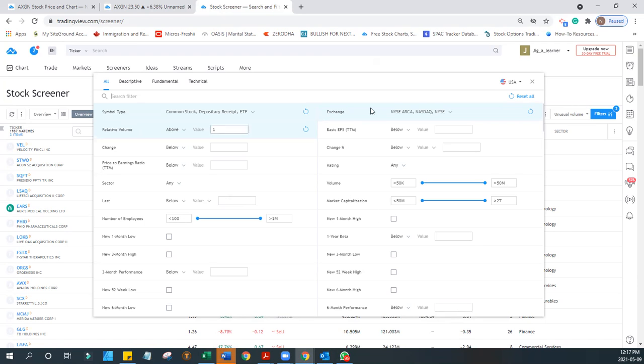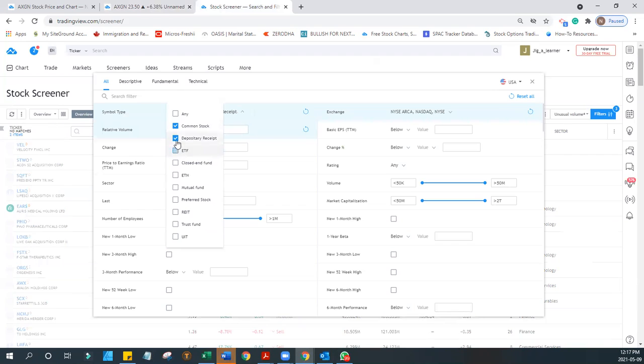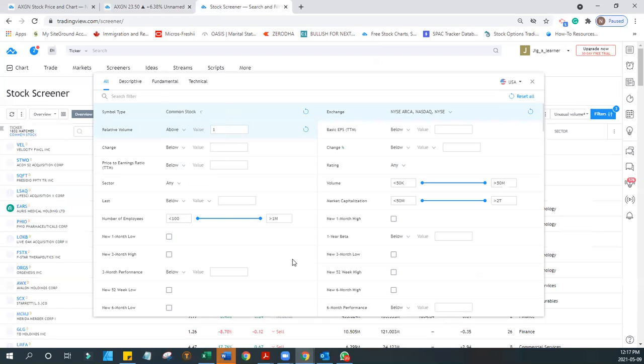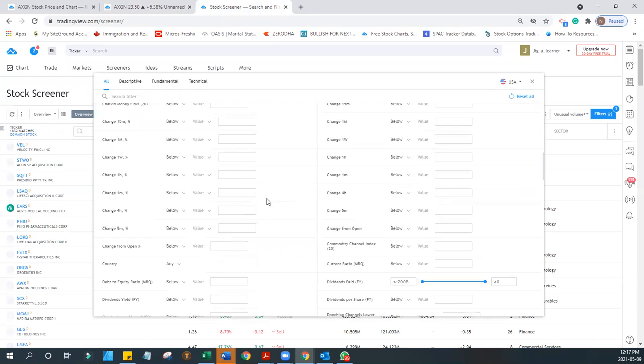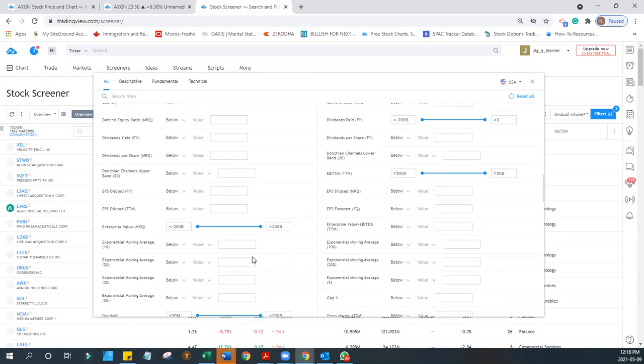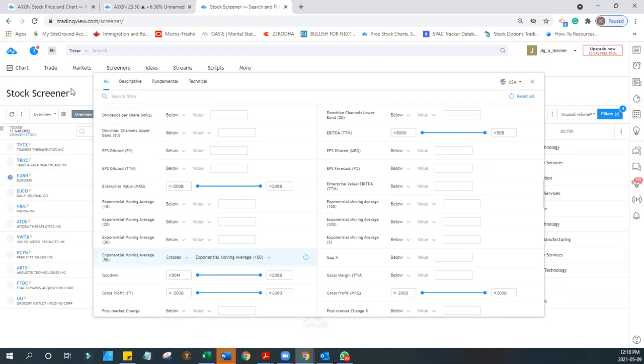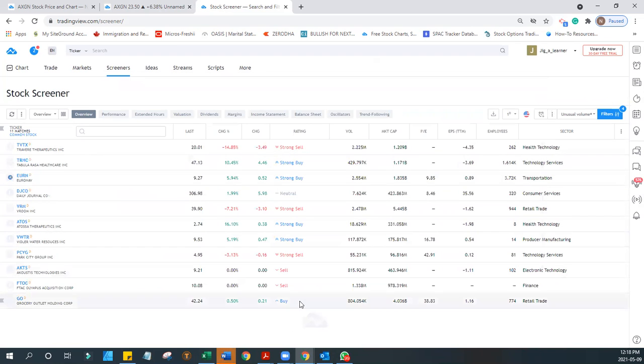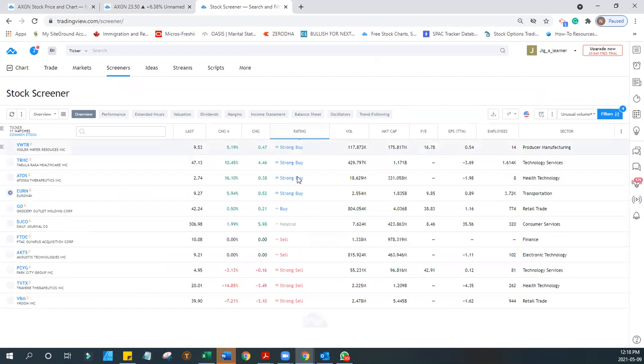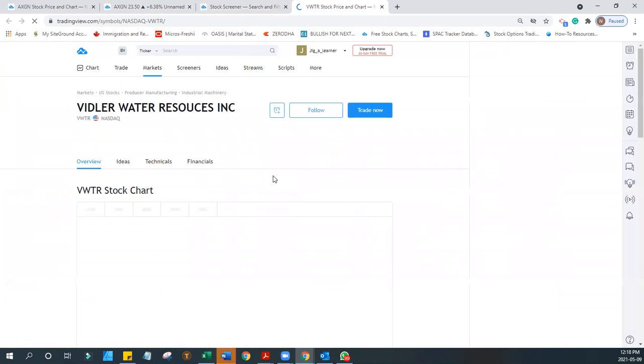And then you can go down right here and take off the ETFs, depository receipts, keep common stock. And then you can play about with so many things. Say you want the price to cross the 100 moving average. Now you have only 5 or 6 coming in. Look at the stock, let's say VWTR, Vertical Water. I don't know what this company does. I'm just looking at the chart.